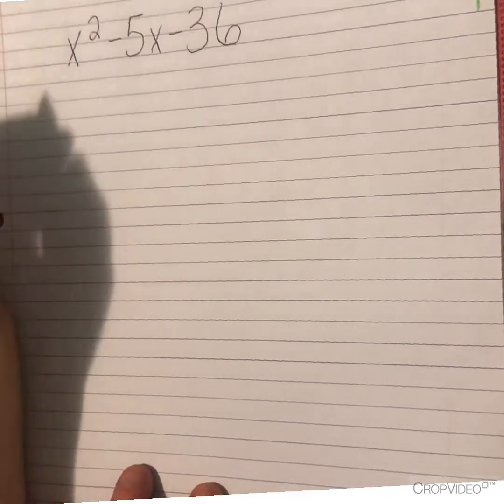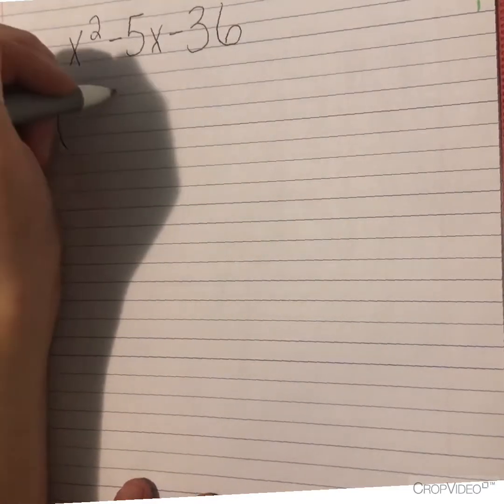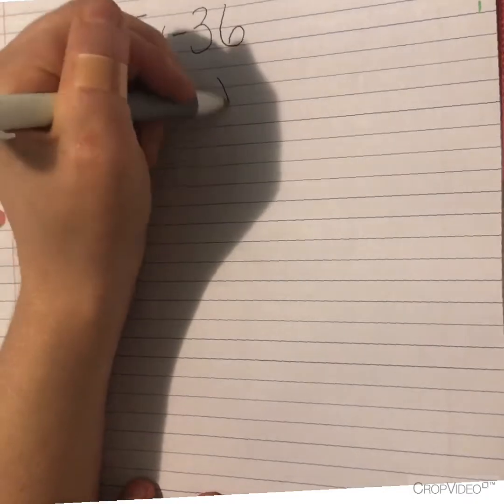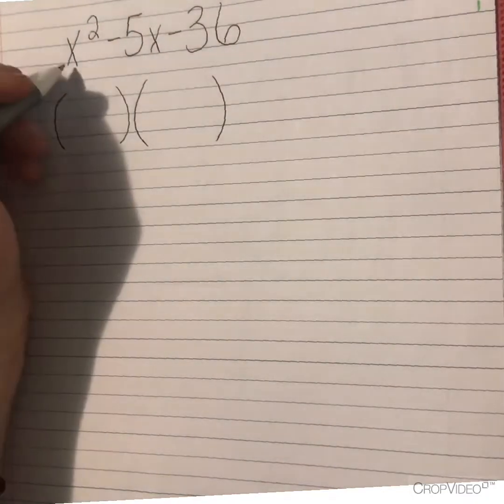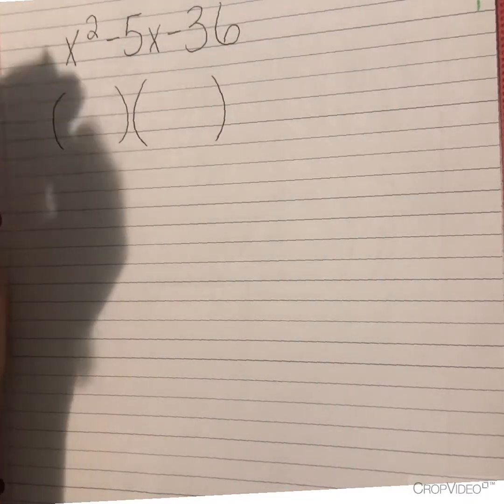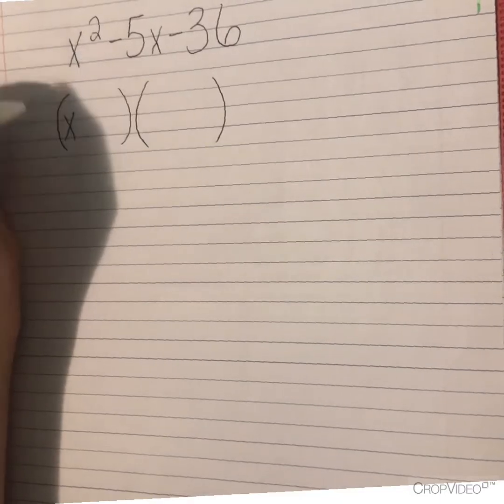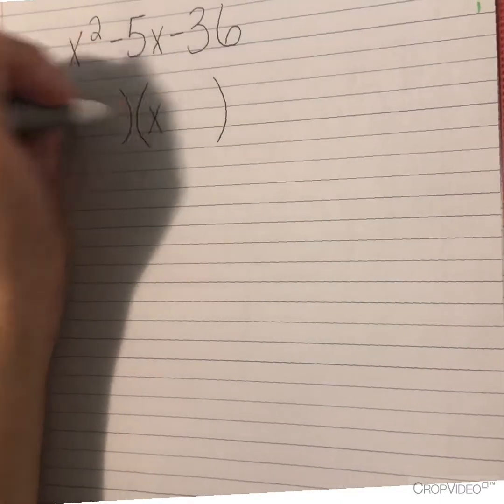Now I'm going to do a second example. We're going to start with x squared minus 5x minus 36. So like I said, you draw your two sets of parentheses right off the bat. And then we know that x times x is x squared, which is the first step of the FOIL method. x times x is x squared.